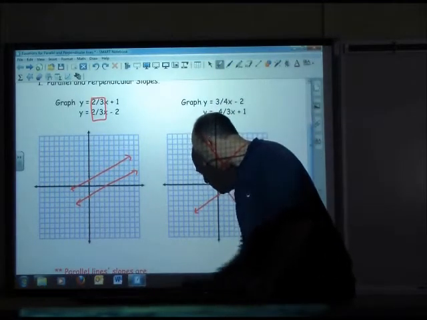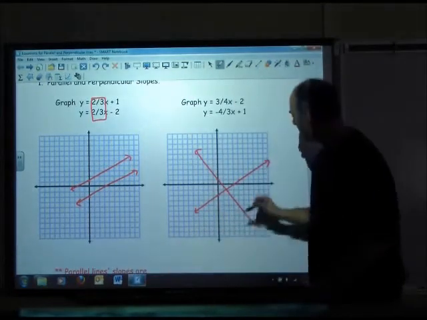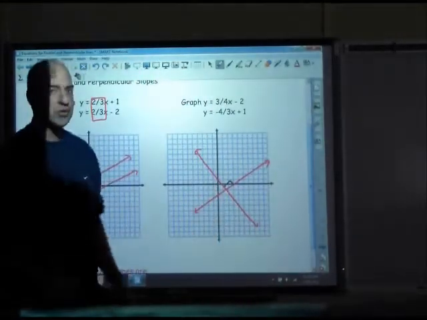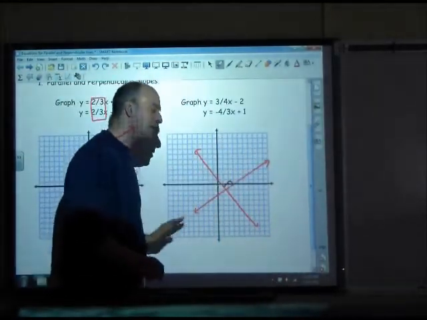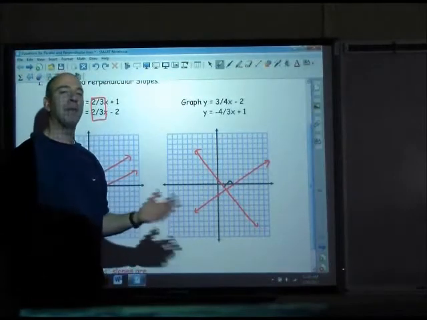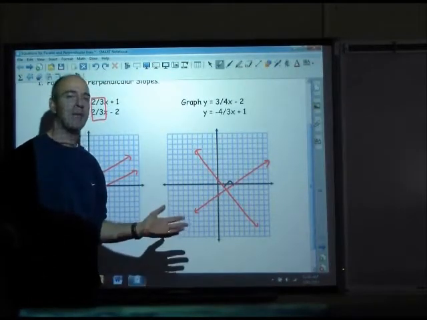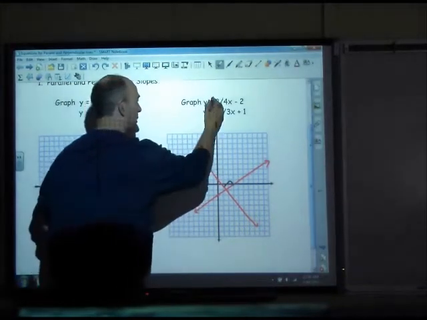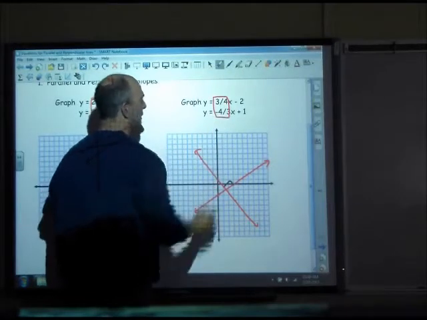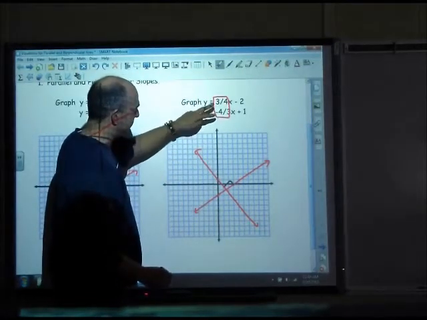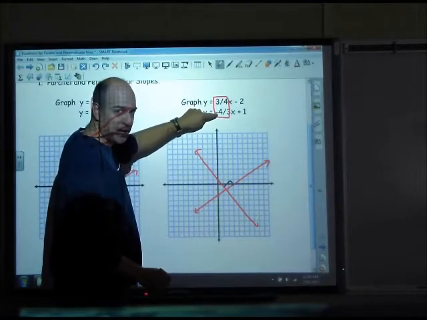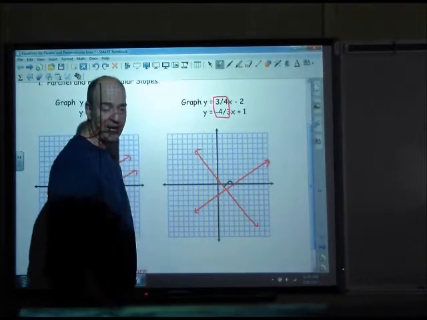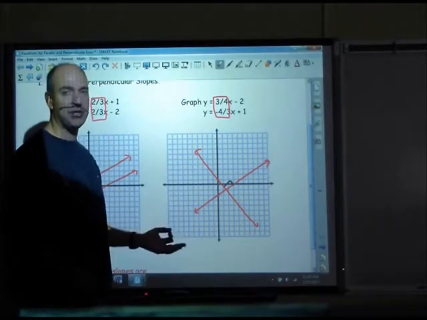Now, what's the deal here though? Not only are they intersecting, but if your mathematical memory kicks in, they're intersecting at a 90-degree angle, which means they're called perpendicular lines. So parallel and perpendicular lines are kind of special lines used all the time in math. And if you look at their slopes, what about their slopes? Well, they're reciprocals. You do flip the fraction, but you also have to change the sign, which is what's called a negative reciprocal fraction.